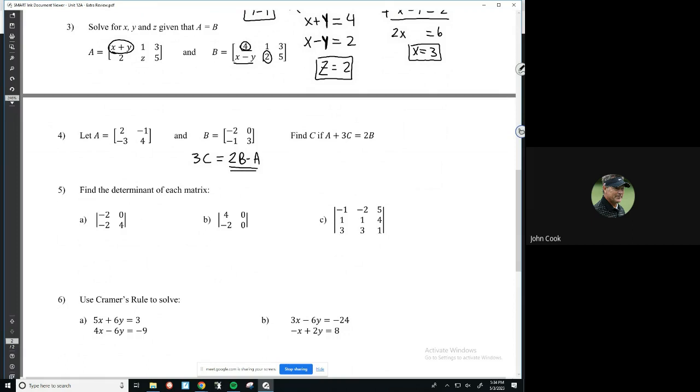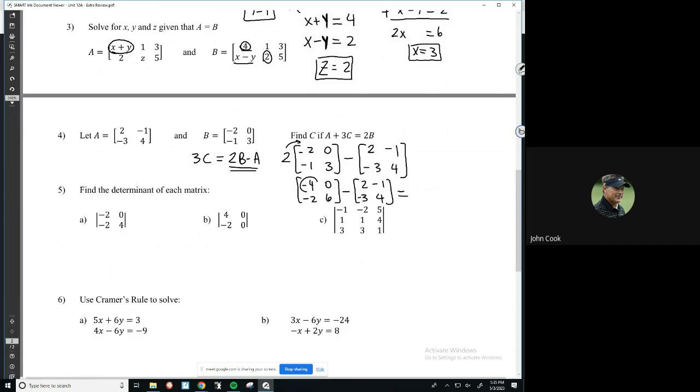If I take 2 times B, which is negative 2, negative 1, 0, 3, and then subtract away 1 of A, which is 2, negative 1, negative 3, and 4, what do I get? If I distribute the 2 into all this, I get negative 4, negative 2, 0, and 6. Then I subtract away the other matrix.